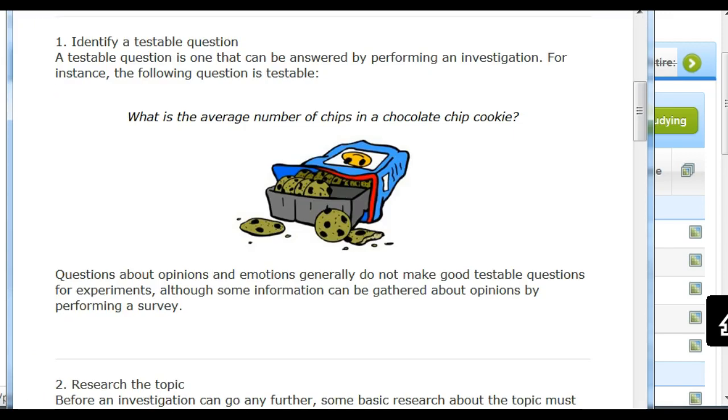So let's look at the first step: identify a testable question. Here we have a question: what is the average number of chips in a chocolate chip cookie? And you can see here's an example of a bag of chocolate chip cookies. So we would have to go on to step 2 to test the answers we have to come up with to what is the average number of chips in a chocolate chip cookie.